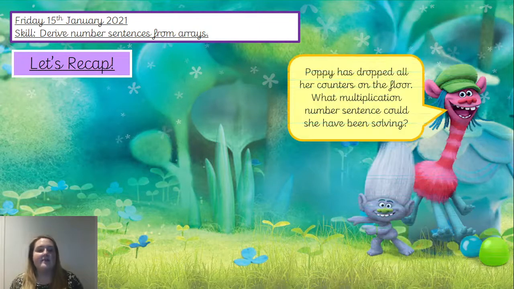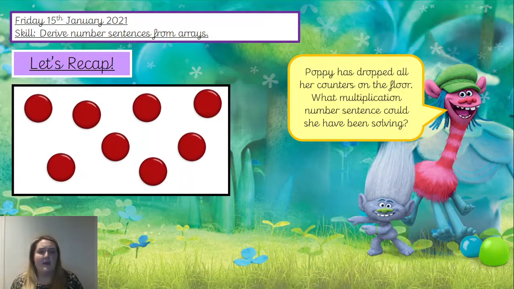Okay, let's have a look at our starter then. Poppy has dropped all her counters onto the floor. What multiplication number sentence could she have been solving? Here we go, there's all her counters on the floor. They've all got into a bit of a muddle. Oh dear. I want you to think, how many counters are there in total? What could the array have looked like that she was trying to make? And from that information, what multiplication number sentence could she have been solving? I'd like you to pause the video and discuss this question with your partner if you're in school or with your grown-up if you're at home. Off you go.